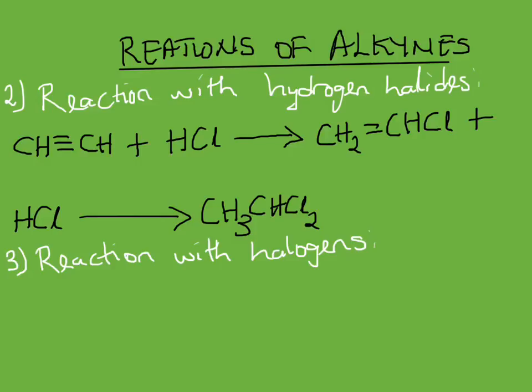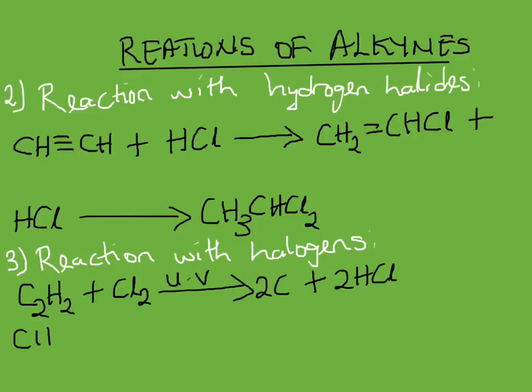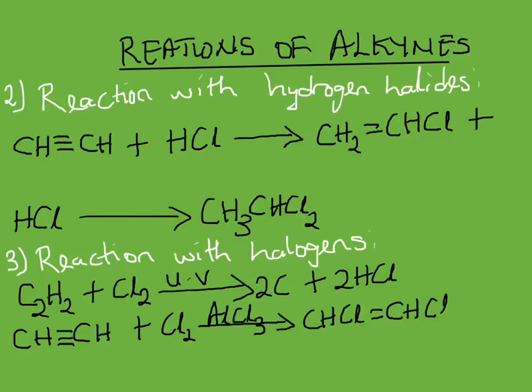The next reaction is going to be reaction with halogens. Ethyne reacts explosively with chlorine in the presence of UV light by free radical mechanism to yield carbon and hydrogen chloride. However, if the reactants are mixed in the presence of a catalyst of aluminium trichloride, ethyne undergoes addition reactions.